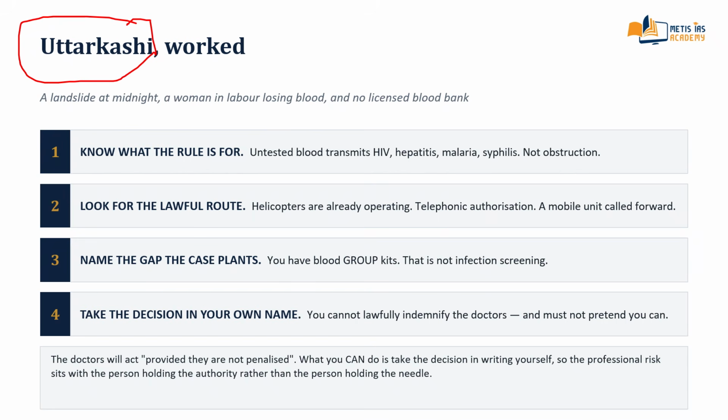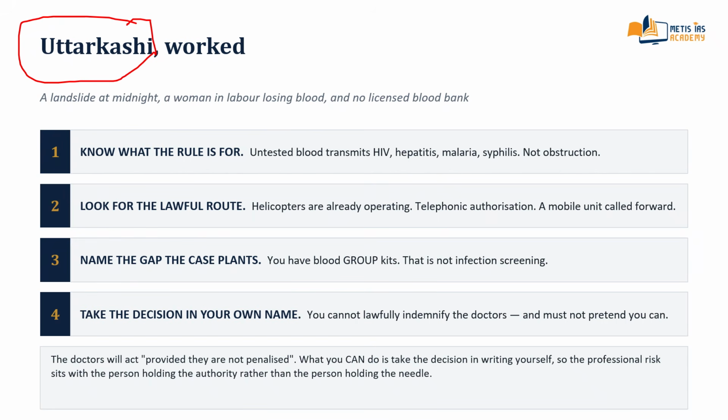Your medical team confirms she needs a transfusion now. Blood collection bags and blood group test kits are in the ambulance. Some of your team have already volunteered to donate. You are an AIIMS graduate, so you know transfusion blood must come through the recognized blood bank. Your team is divided. The doctors will proceed provided they are not penalized.